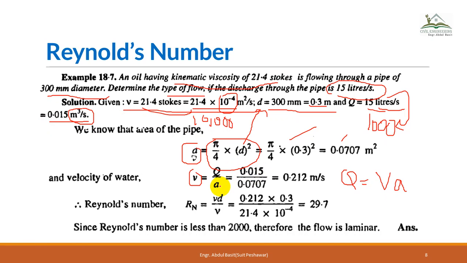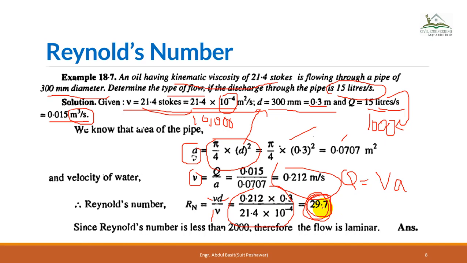Put the area over here, and then you will get the velocity. Once the velocity is determined, the kinematic viscosity is given and the diameter is given, so all the things are given. You just need to use this Reynold number equation, where this is the velocity, this is the kinematic viscosity, and this is the diameter. Put the values in this equation, and this will be the answer you want.